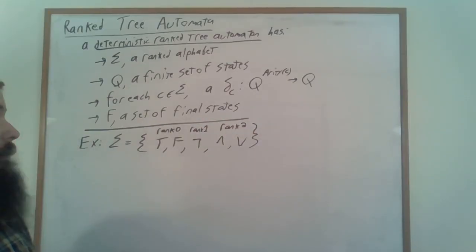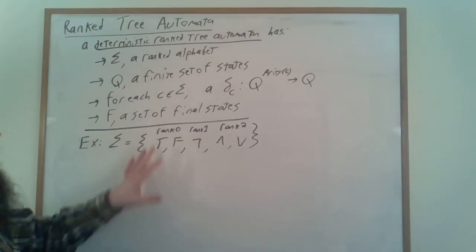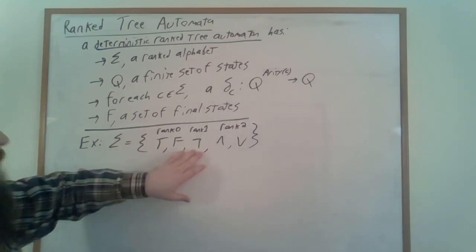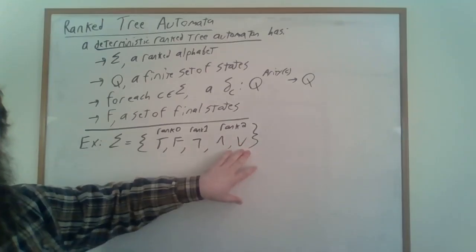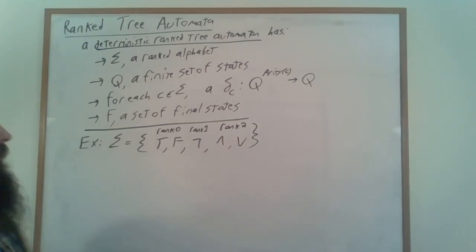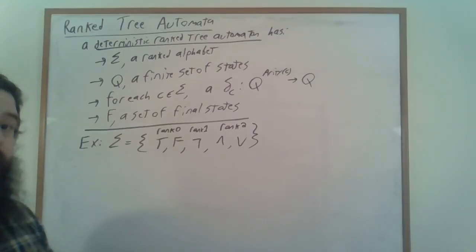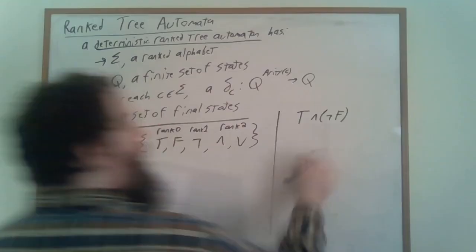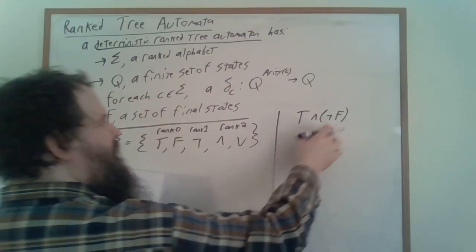Let's do an example. We can parse a Boolean logic expression involving true, false, not, and or, and we'll get a parse tree. And suppose that I want an automaton that looks at that parse tree and tells me if it represents a true formula or a false formula. We have something like true and not false.